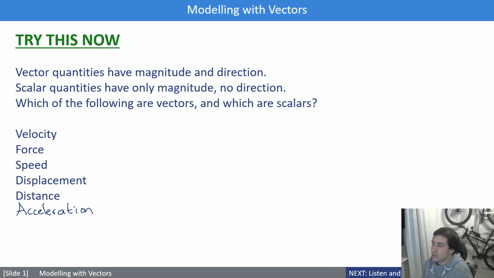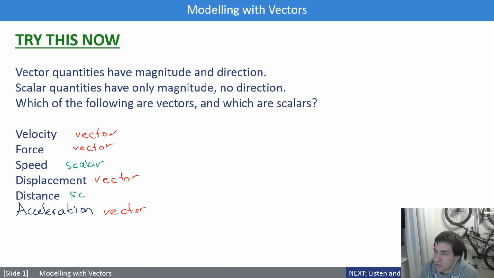So which ones of these have directions? So velocity is a vector, force is a vector, displacement is a vector, and acceleration is a vector. Speed is a scalar, and distance is a scalar. Just double check I've done that correctly. Yeah. So you may have encountered this before, but if not, that's the correct answer.